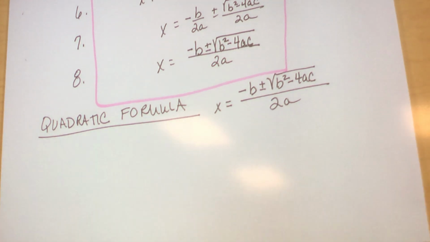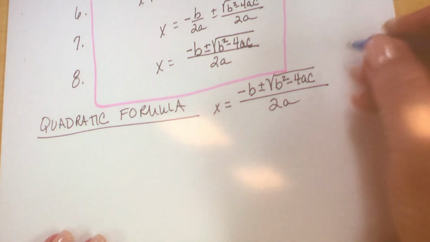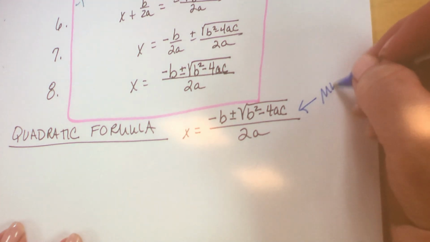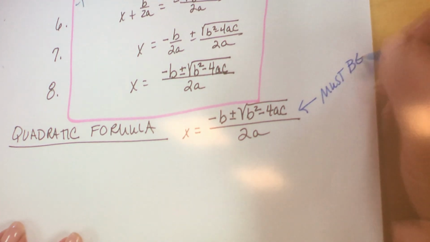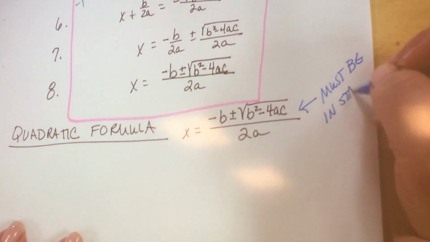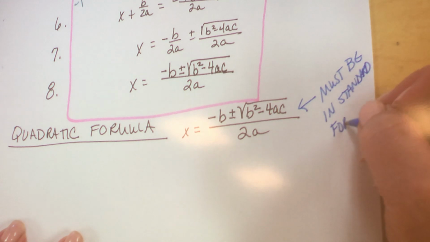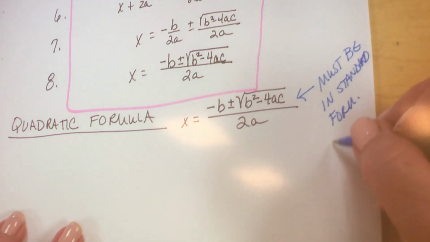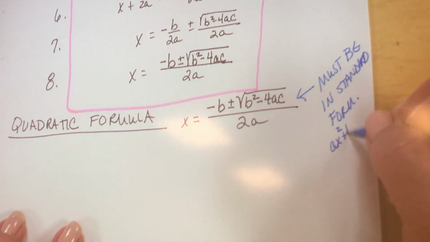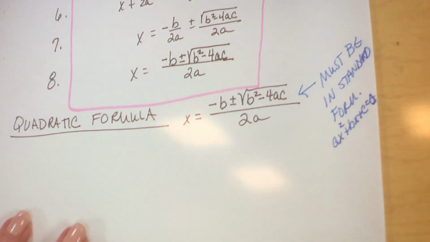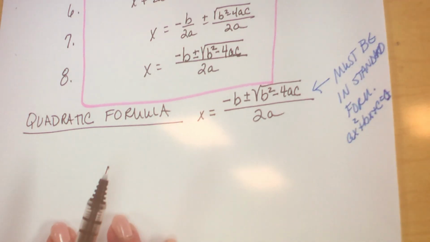There's one thing that you do need to know: in order for you to use the quadratic formula, your equation must be in standard form. So if it's not in standard form, you have to put it there. That's ax squared plus bx plus c equals 0. That means everything on one side, 0 on the other side, and all like terms collected. So here's our problem we're going to work.